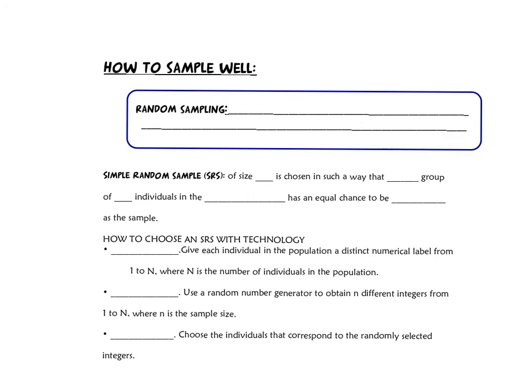Okay, so now we're going to shift focus on how to sample well. The way that you could sample well is you have to have random sampling. What this involves is using a chance process to determine which members of the population are included in the sample. Basically, everybody in the population has to have the exact same chance of being chosen to be a part of the sample. Otherwise, it's not random sampling. So if I ask just my AP Stats students, that's not giving everybody in the population the same chance of being asked as you guys.